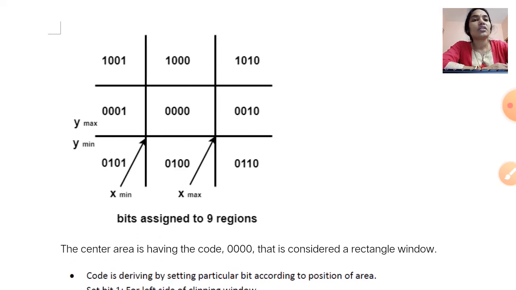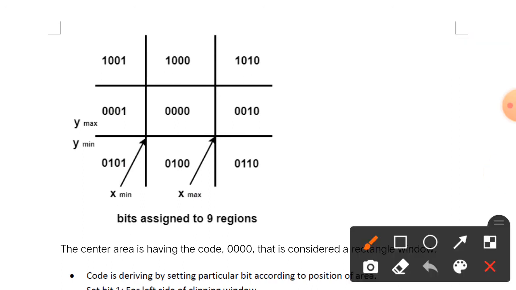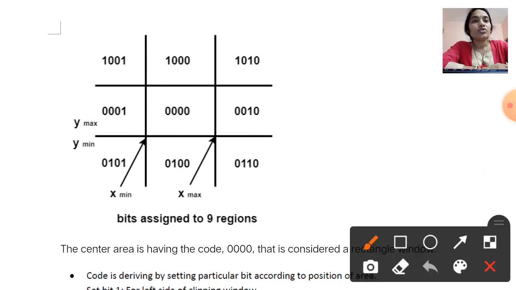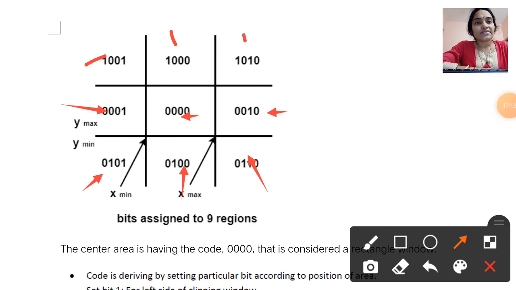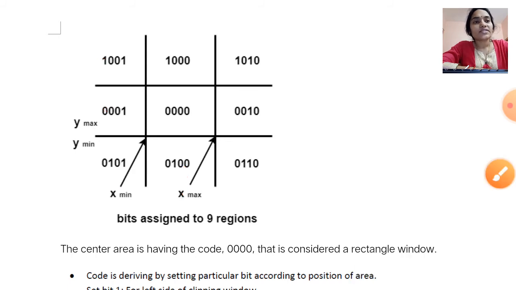Let us discuss what the 9 regions are. This one is your 9 regions: 1, 2, 3, 4, 5, 6, 7, 8, 9. In this case, the center area has code 0000. This one is your center area.